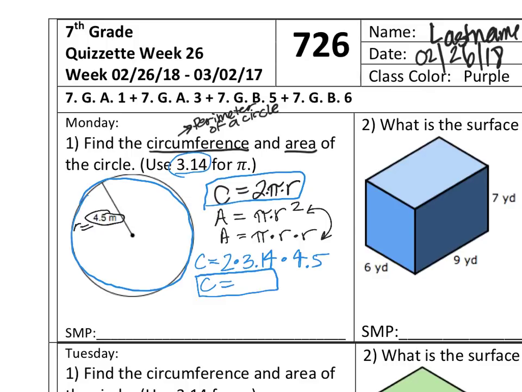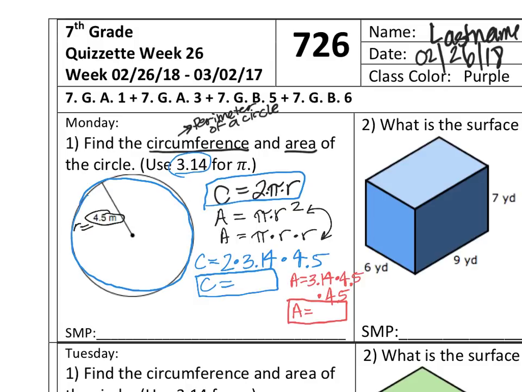Now the area is everything inside. So the area would be pi, which is 3.14, times 4.5, which is the radius, times 4.5 again. So you would stick that into the calculator, multiply those 3 numbers, and your total will be your area.